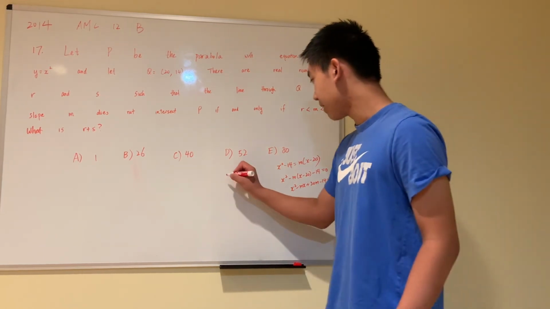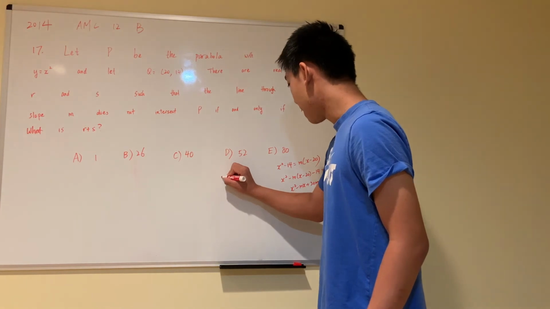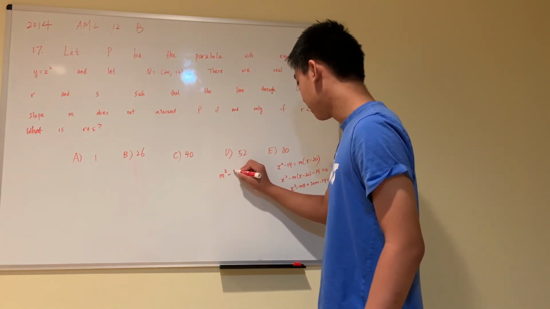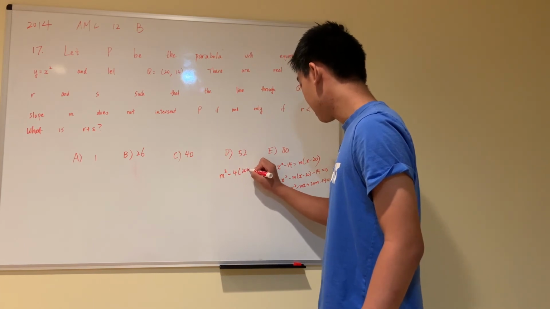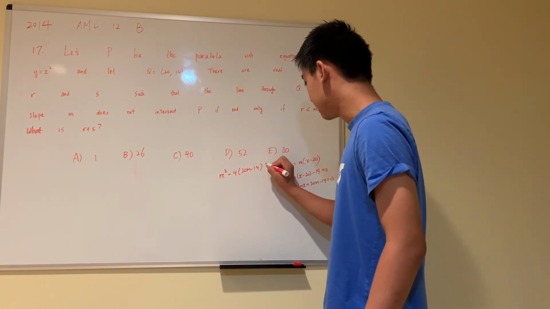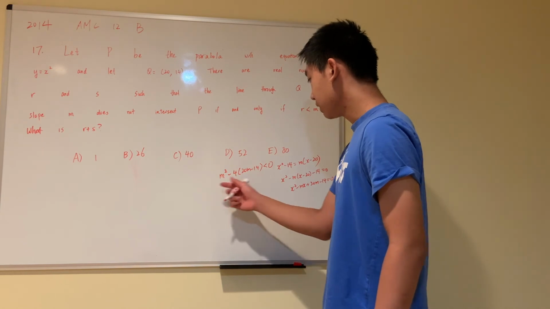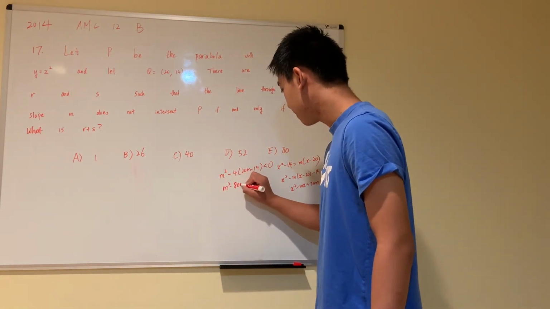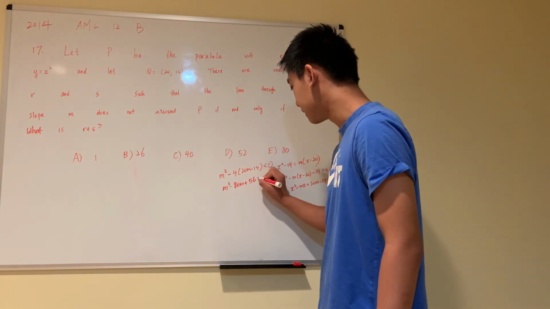So we're basically going to have m squared, or negative m squared, but that's just equal to m squared, minus 4 times 20m minus 14 is less than 0. And if we multiply this out, we're going to get m squared minus 80m plus 56 is less than 0.